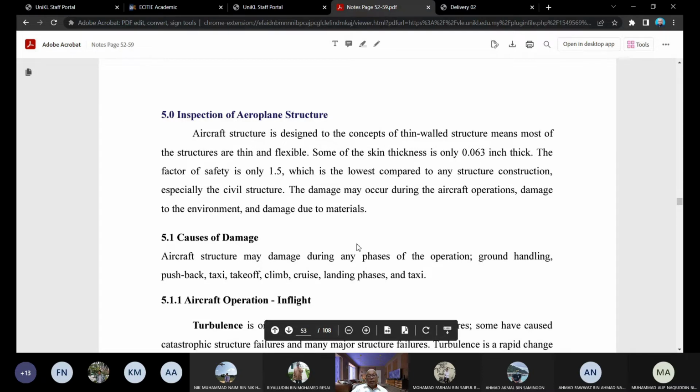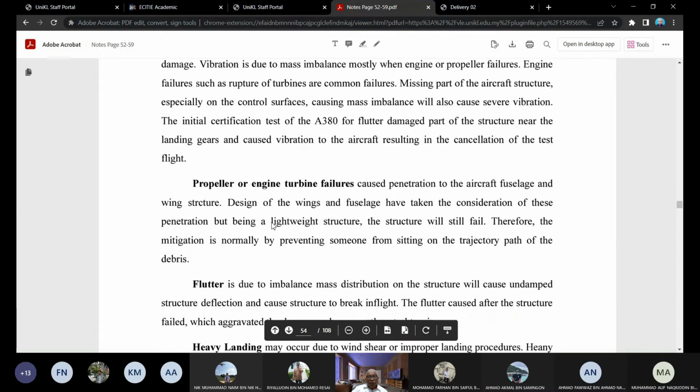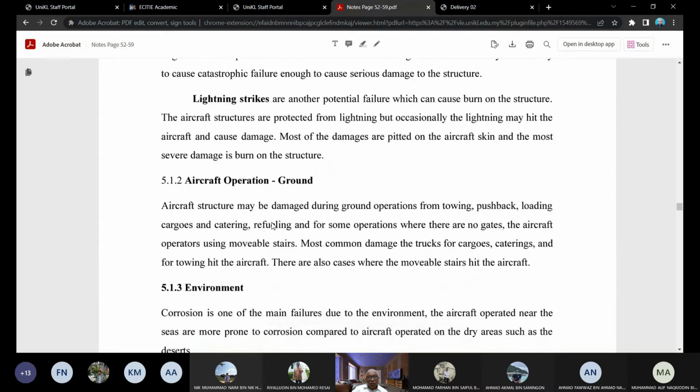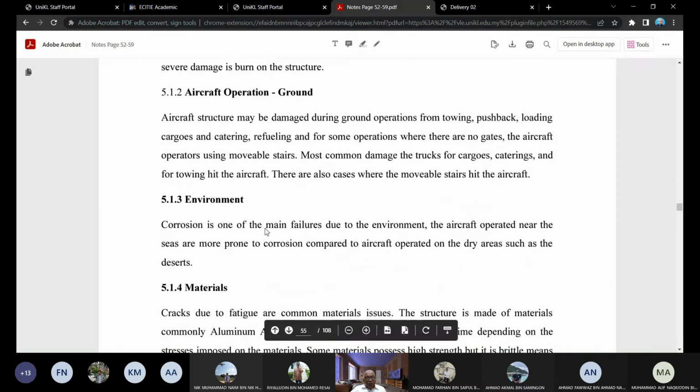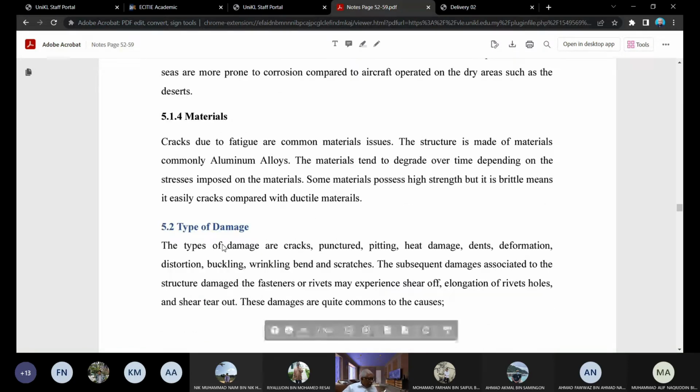So the aircraft can be damaged during operation in flight, during operation on the ground, damage due to environment, and damage due to the material itself. I mean, the material itself is of a type which is easily damaged, especially on fatigue, failing due to fatigue.